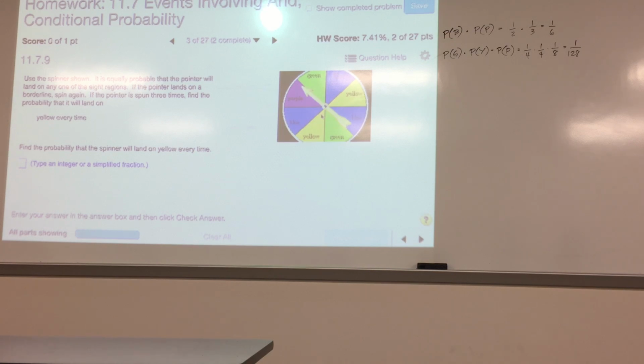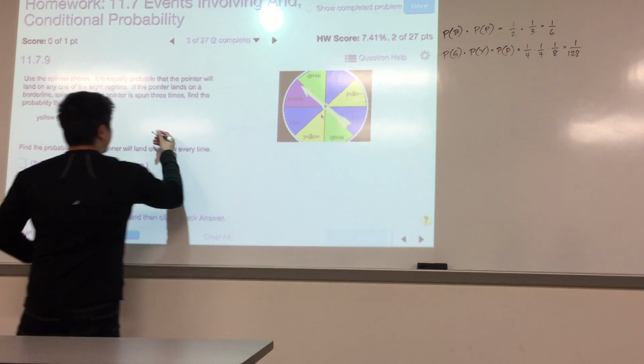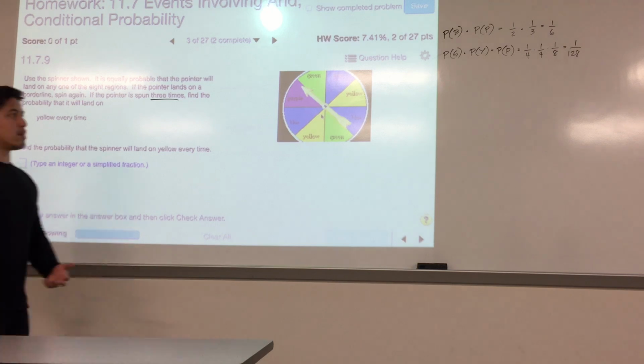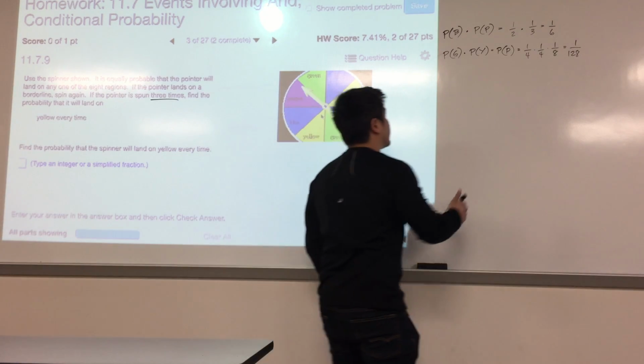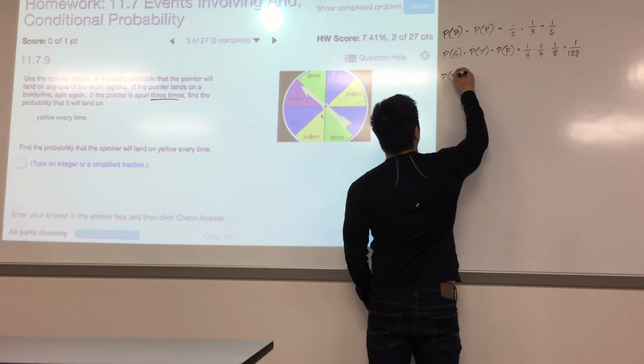Now, let's do this next one. If the spinner is spun 3 times, find the probability that it will land on yellow every time. That means how many probabilities are we going to need? 3, all yellow.